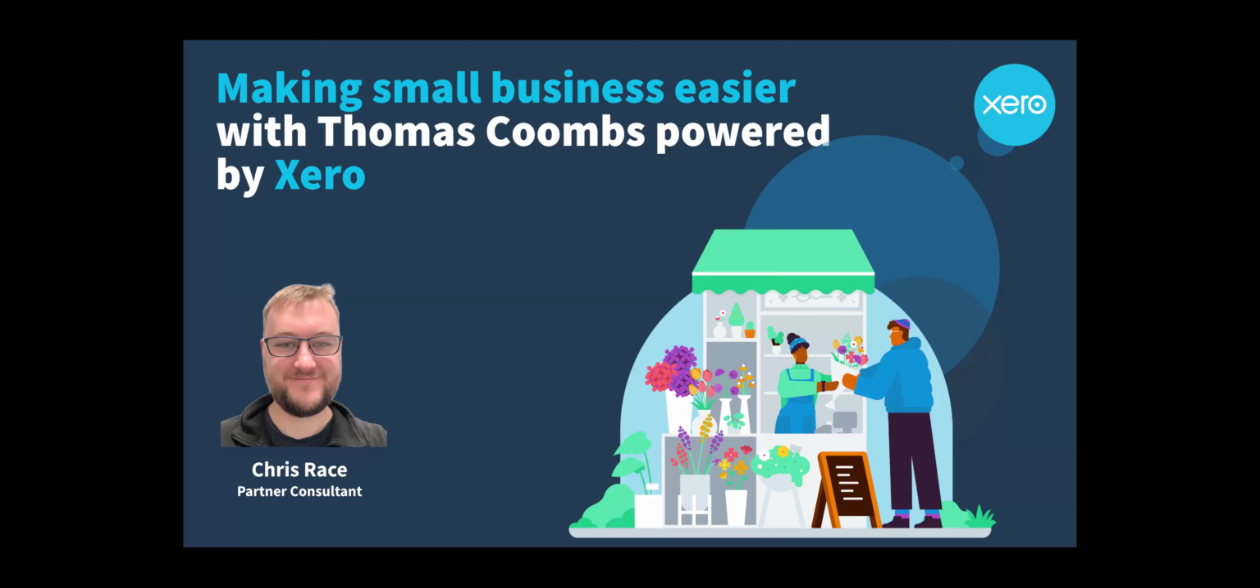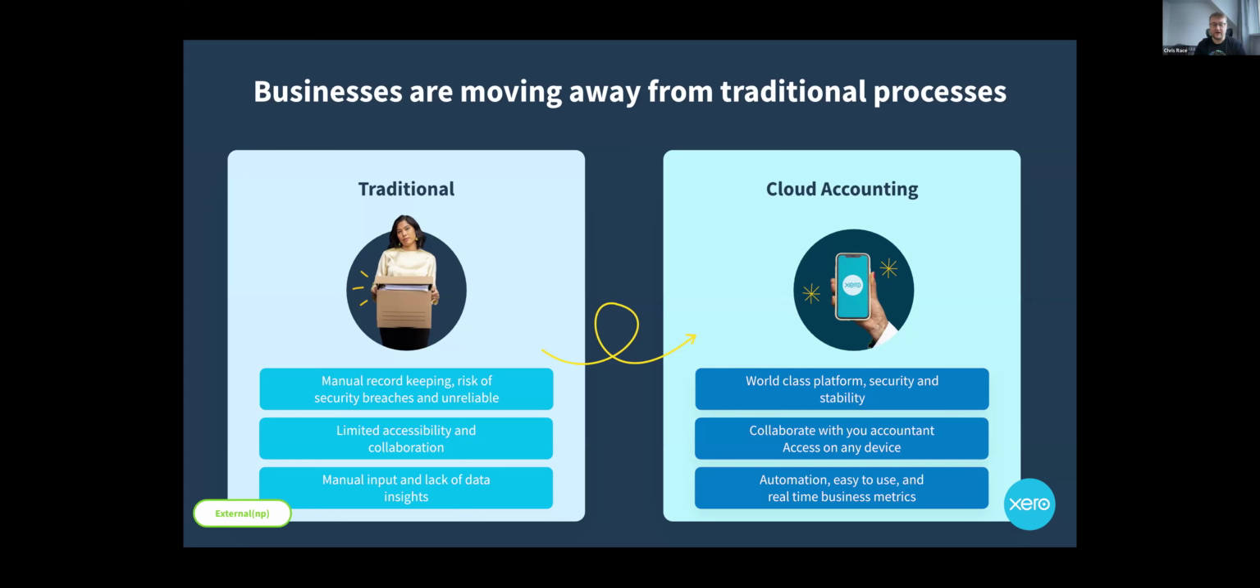It's a world-class platform. The security and stability of the platform is encrypted through 256-bit encryption software, so it's completely impenetrable. The collaboration it allows you to have with your accountant in real time is incomparable. If you have a question about anything on any random day, Thomas Coombs will be able to see the exact same thing that you will see on your computer. So it's not a case of you needing to ask them what to do and then tell them what you've got going on. They will have access to it as well. And then the automation and easy-to-use software can allow you to maintain a certain level of bookkeeping yourself, to give you real-time business metrics.